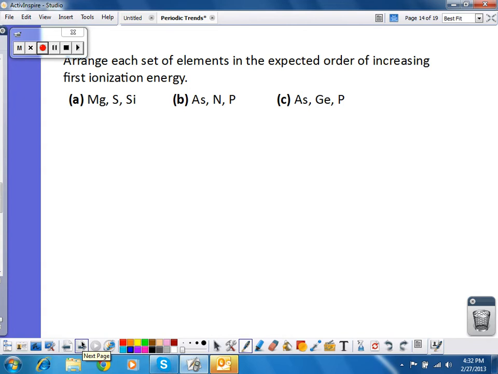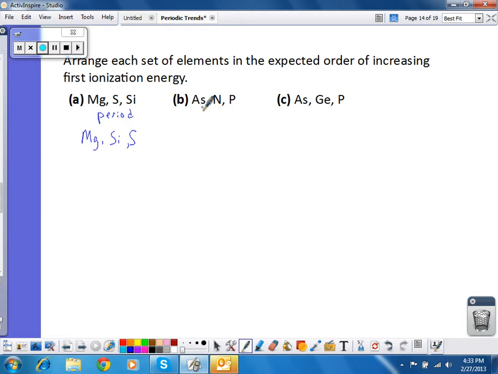Okay, so let's arrange each of these elements in the expected order of increasing first ionization energy, easiest to remove to hardest to remove. So if we look at our magnesium, sulfur, and silicon, again, they're in the same period. So magnesium with the largest radius is going to have the smallest first ionization energy. Sulfur with the smallest radius is going to have the largest ionization energy. Silicon's in the middle, so its ionization energy is in the middle.